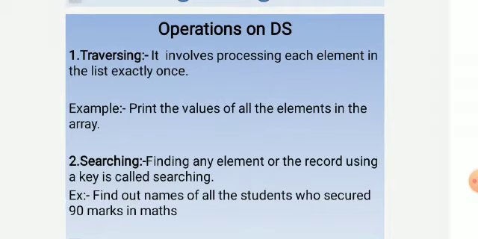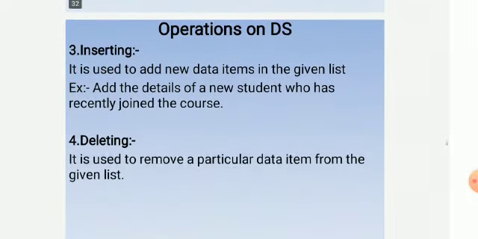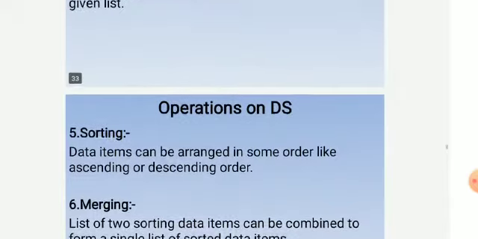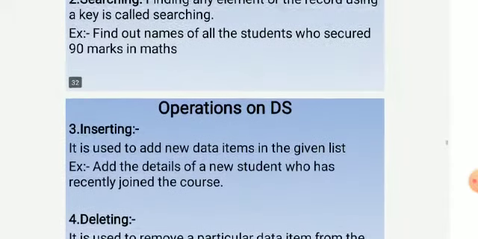Now, which operations can we perform on a data structure? There are traversing, searching, inserting, deleting, sorting, and merging. All of these operations we can perform on the data structure.